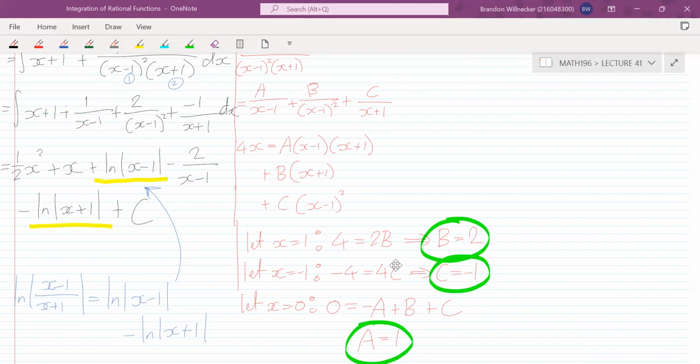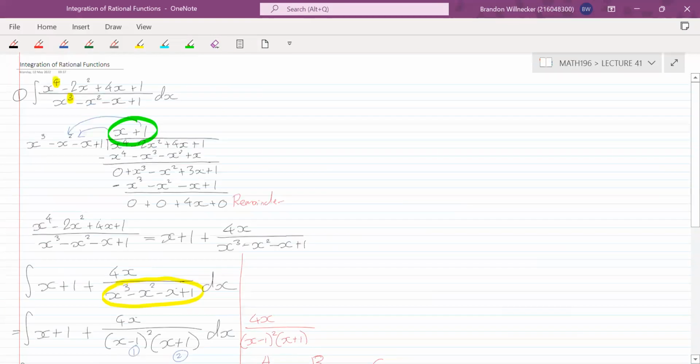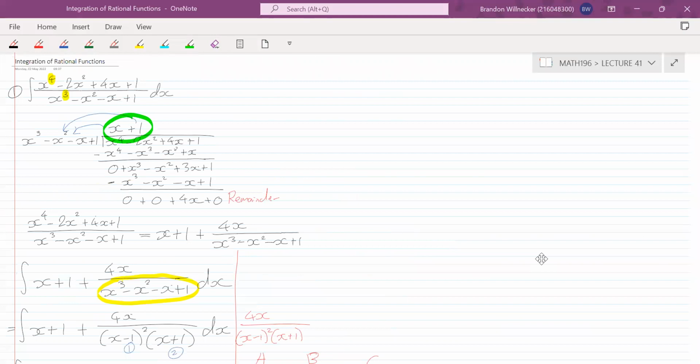Okay, so that was the first example. Just note that you may need to do your polynomial long division before you get to your partial fraction steps. Okay, so it's like a step 0 kind of thing. Okay, and then you go on to your partial fraction steps from there. Okay, let's take a look at the next example, example 2.